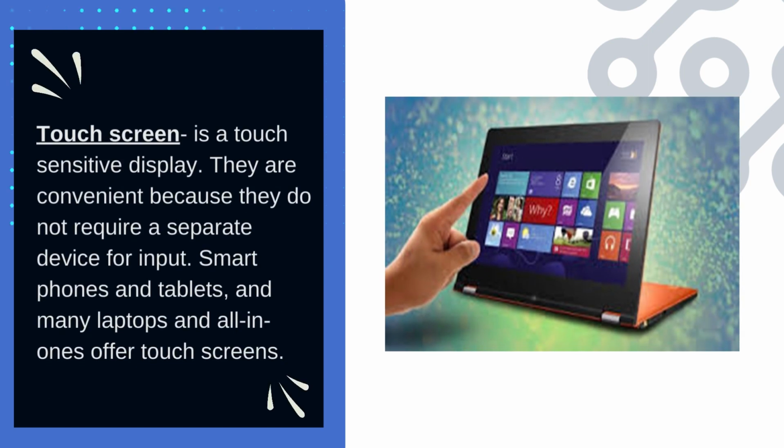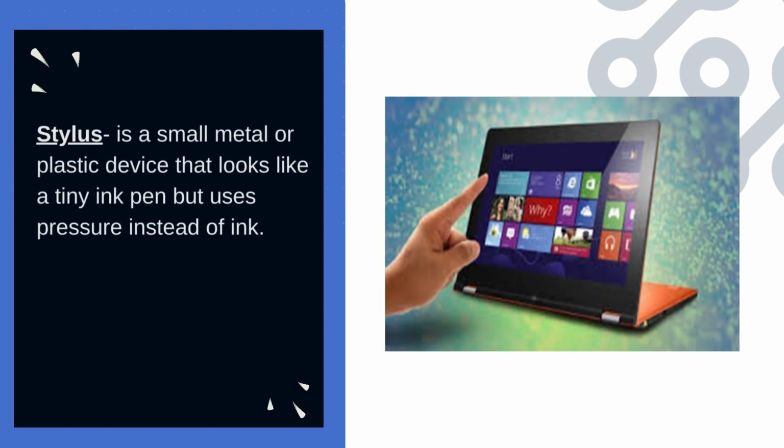Another is the touchscreen. It is a touch-sensitive display. They are convenient because they do not require a separate device for input. Smartphones, tablets, and many laptops and all-in-ones offer touch screens. Next, the stylus. It is a small metal or plastic device that looks like a tiny ink pen but uses pressure instead of ink.